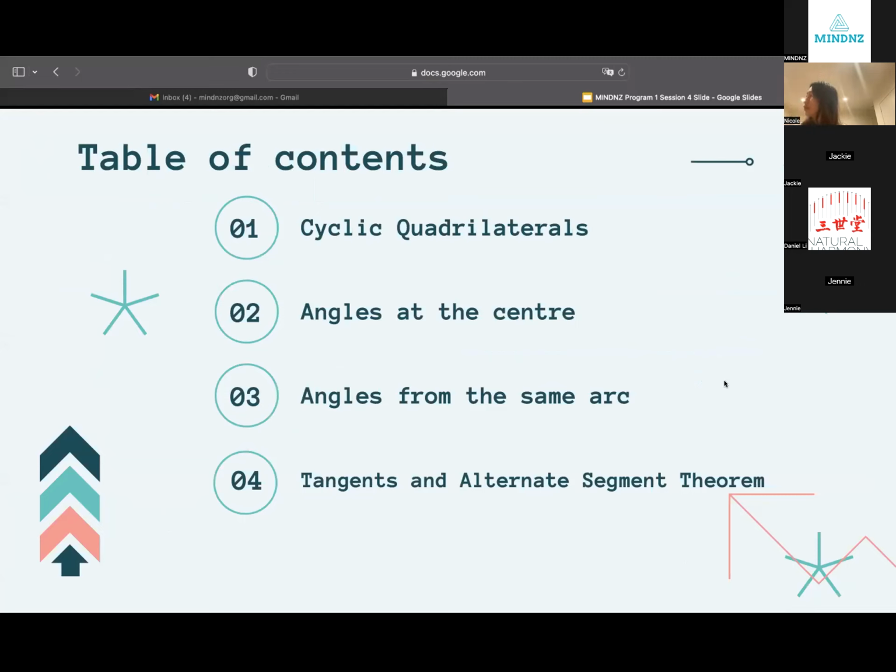Okay, so there are a few things that we're going to go through today. Firstly, we're going to go through cyclic quadrilaterals. Secondly, angles at a center, which is a theorem. Thirdly, angles subtended from the same arc. And then fourthly, tangents and the alternate segment theorem.